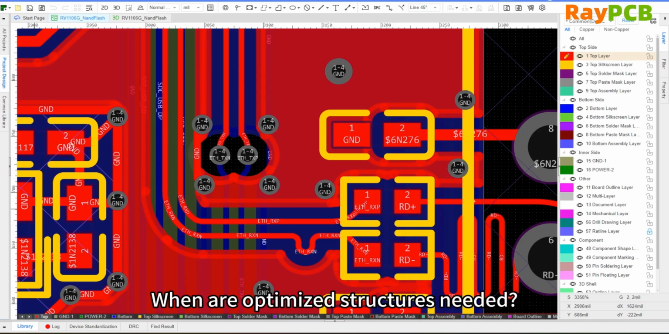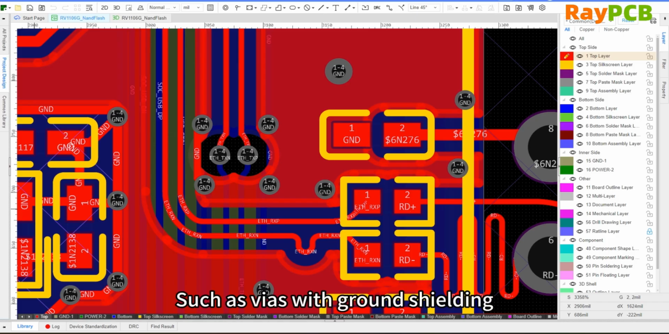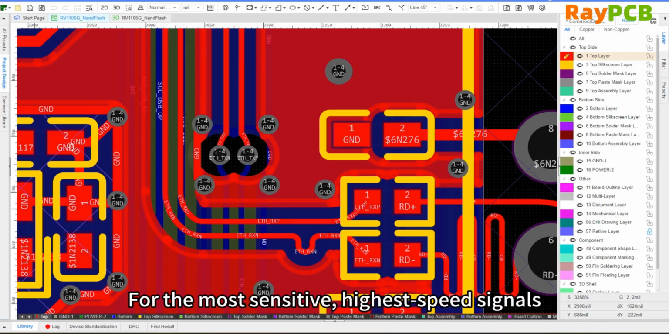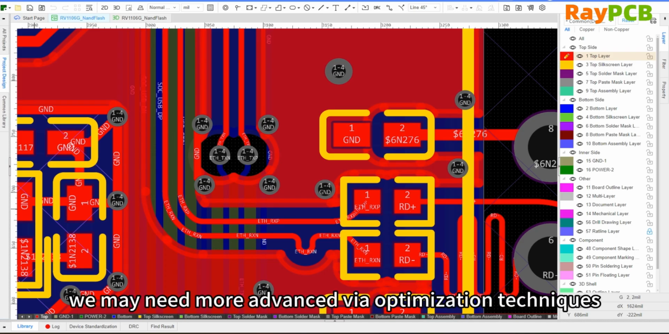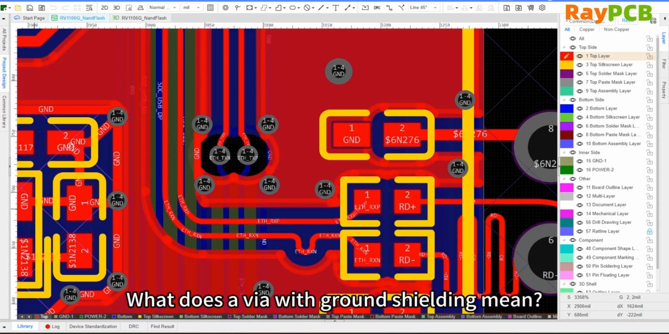When do we need to use optimized wave control timing, such as in the process of ground shielding? For the most sensitive and highest speed signals, we may need more advanced wave control optimization technology. What does the ground shielding process mean?